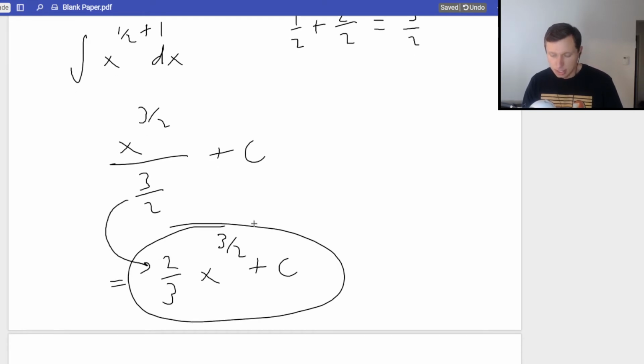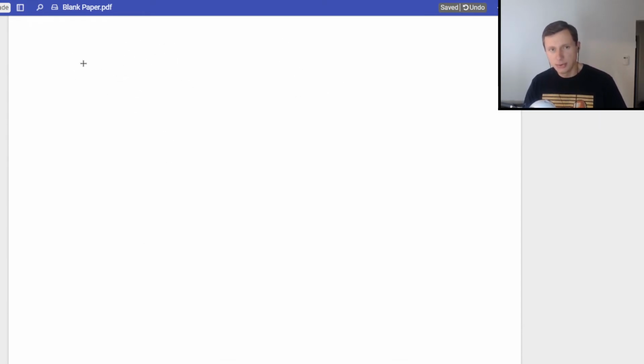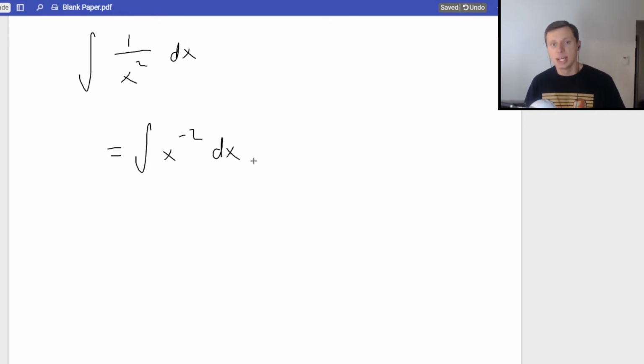Okay. Next one, another down-home favorite. We have the integral of 1 over x squared dx. So there's two ways you could do this. One is the quotient rule, and two is rewriting this with a negative exponent. I recommend doing the second one for two reasons. Number one, it's better to rewrite this as a negative exponent, like the integral of x to the negative second power dx, because now it's a simple power rule, right? This is easy.